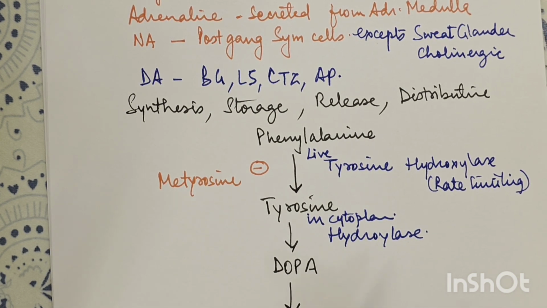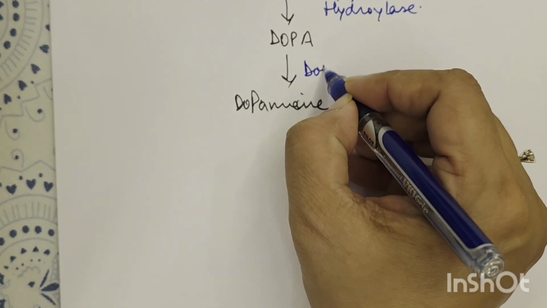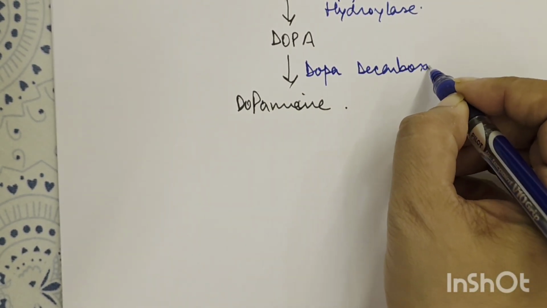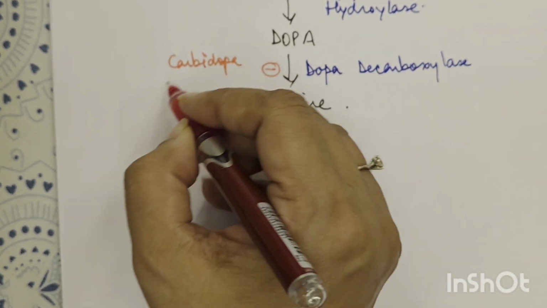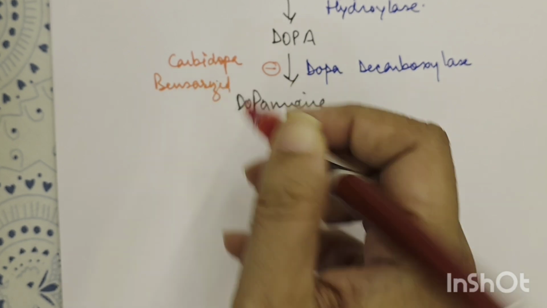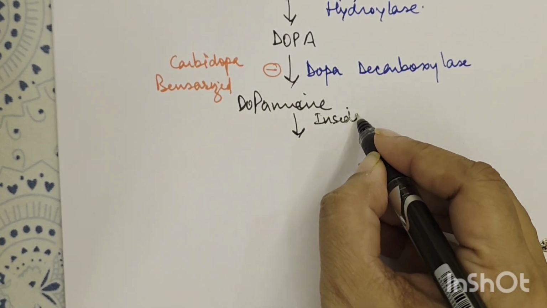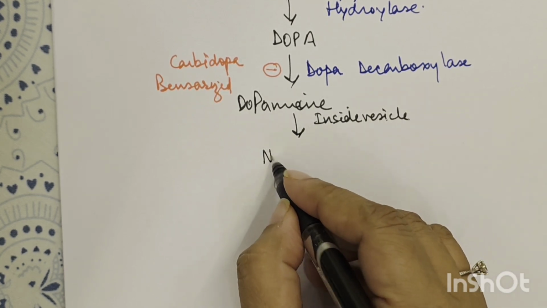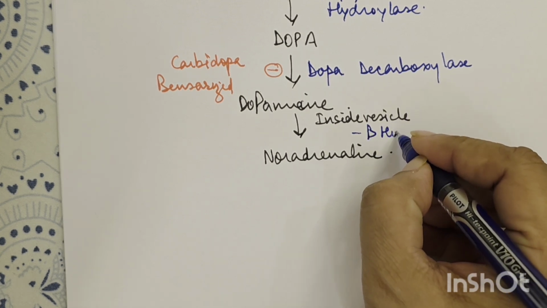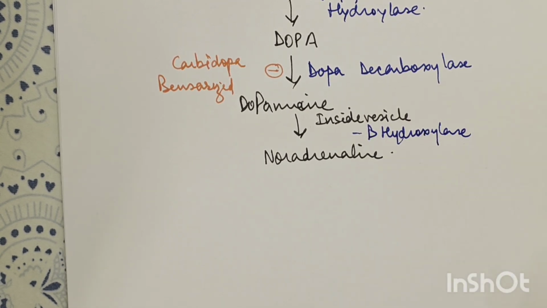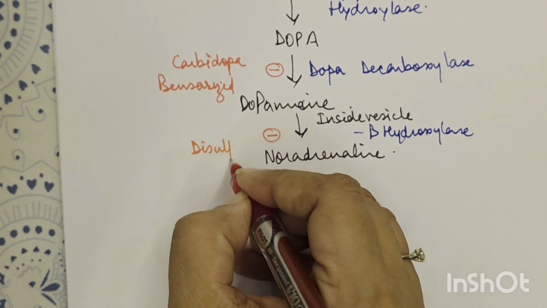Now dopa is then further converted into dopamine. The enzyme which converts this is dopa decarboxylase, and this dopa decarboxylase is inhibited by carbidopa and benserazide. Now this dopamine is transported inside the vesicle, and here it is converted into noradrenaline. The enzyme doing this is beta hydroxylase. And what are the inhibitors here? This beta hydroxylase is inhibited by disulfiram.